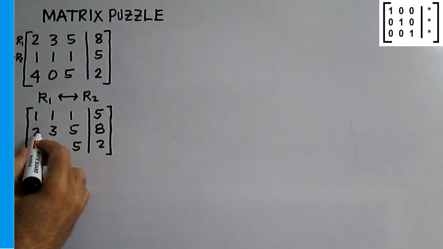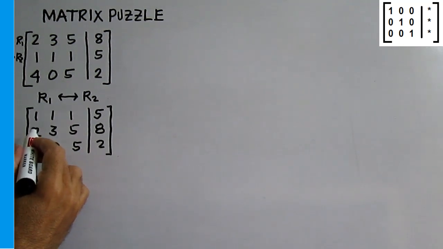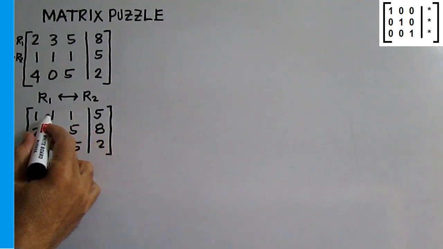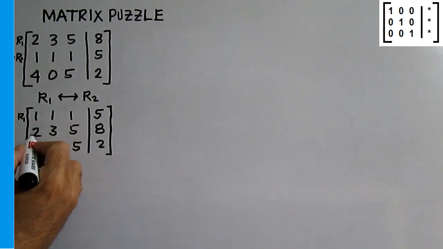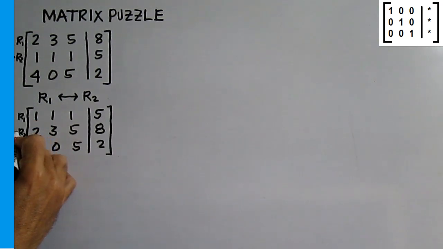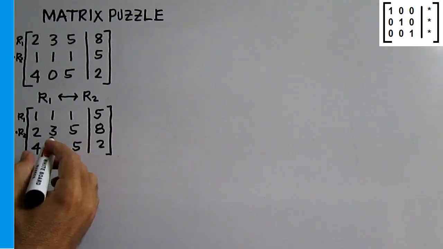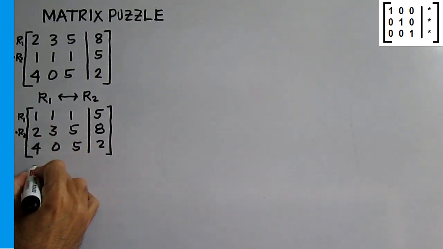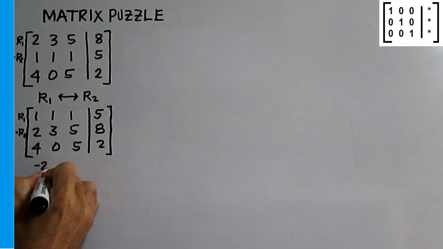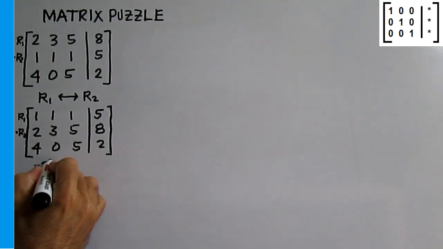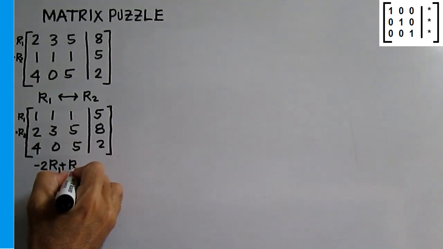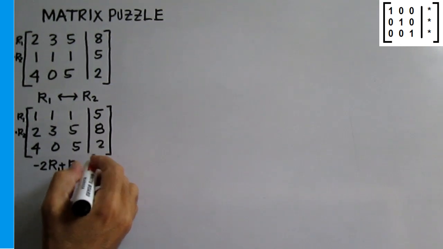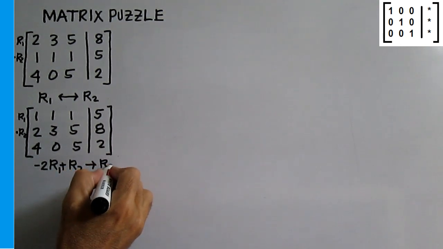Next is to make row 2 column 1 equal to 0. What is the opposite of 2? Negative 2. So let's multiply row 1 with negative 2. This is row 1 and this is row 2. Negative 2 times row 1 plus row 2 to replace row 2.